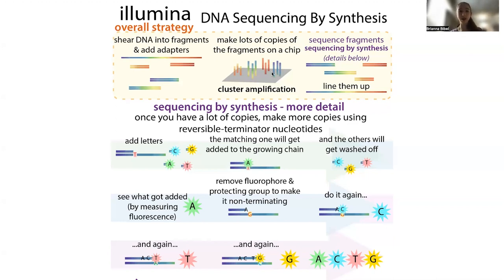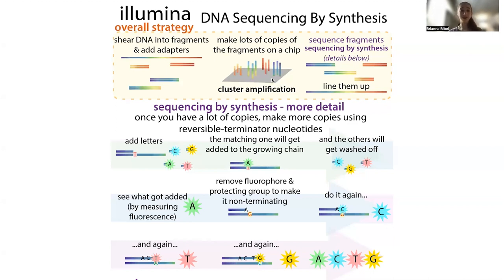So you get this clustering amplification where you're getting lots of copies of that same piece of DNA on the spot. But this is just the prep phase. You're not actually reading it out yet. We're just getting enough copies so that we'll be able to get enough of a signal in order to read out. And then you go into the sequencing of the fragments.